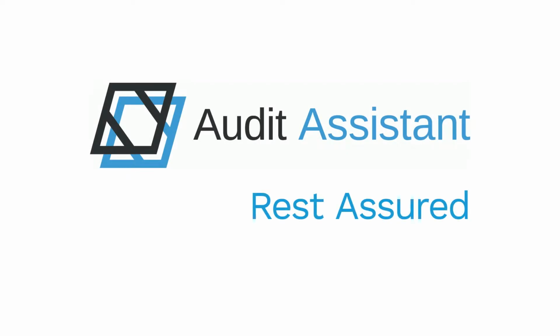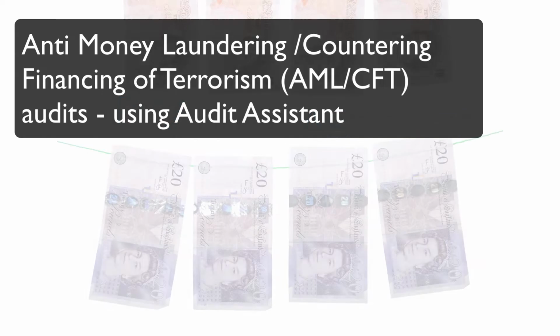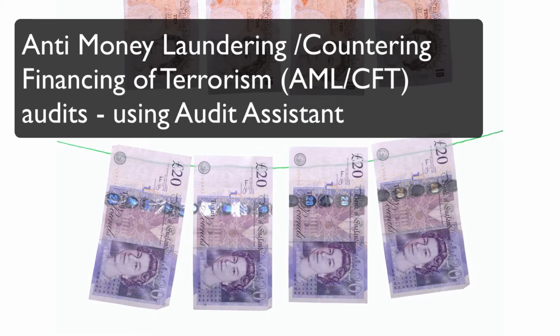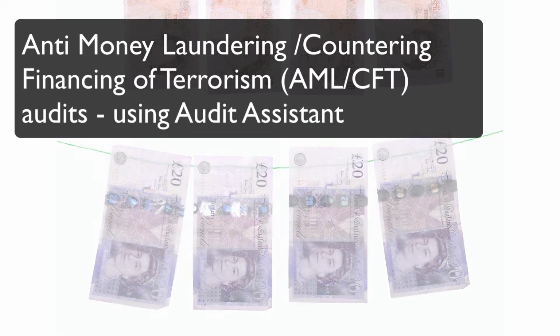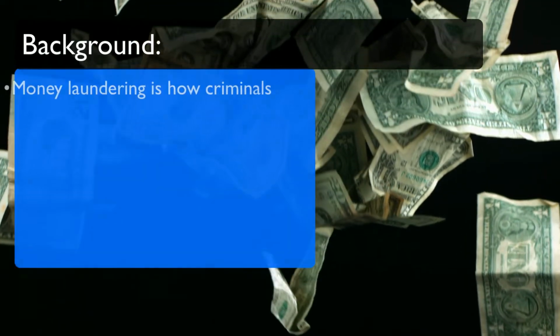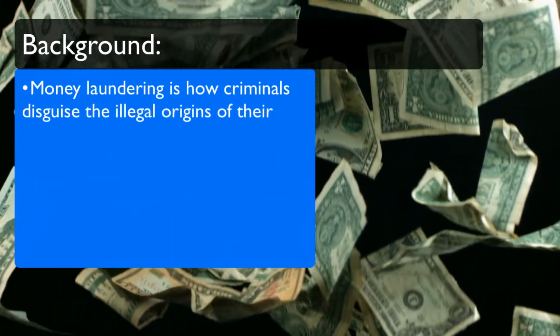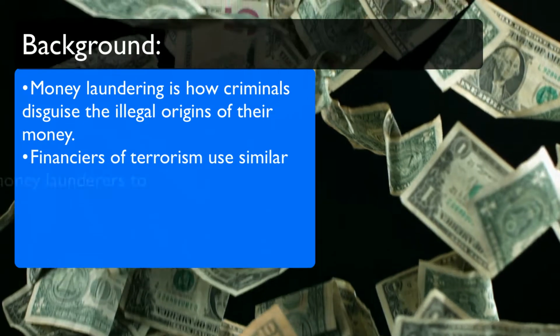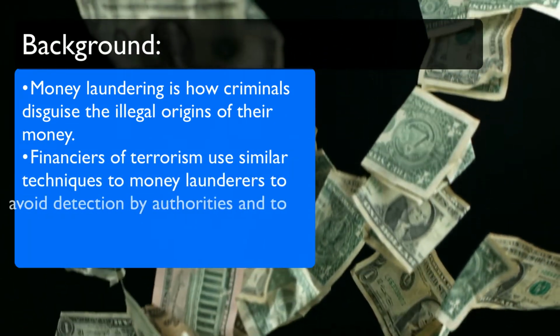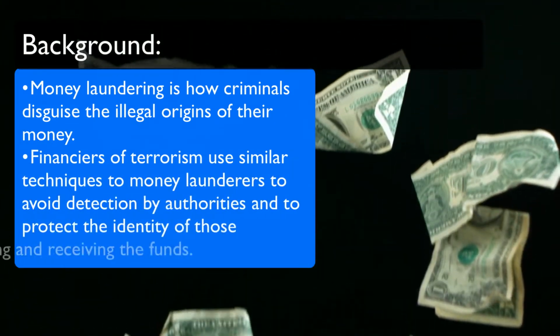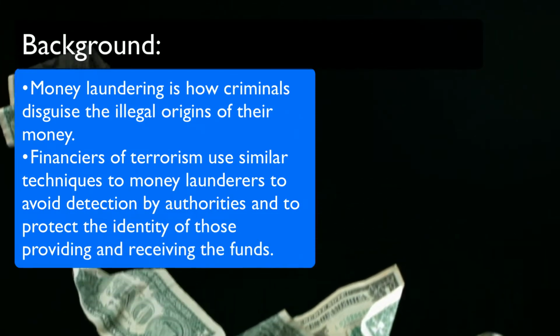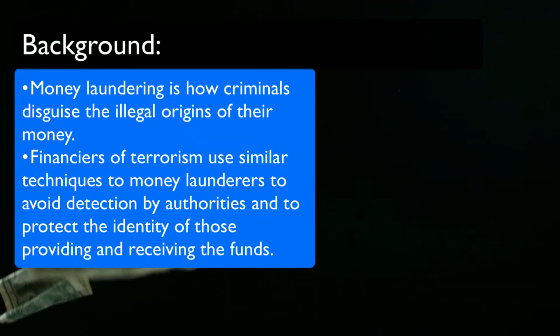In this session we look at how to do an AML CFT audit using Audit Assistant. First, a bit of background. Money laundering is how criminals disguise the illegal origins of their money. Financiers of terrorism use similar techniques to money launderers to avoid detection by authorities and to protect the identity of those providing and receiving the funds.